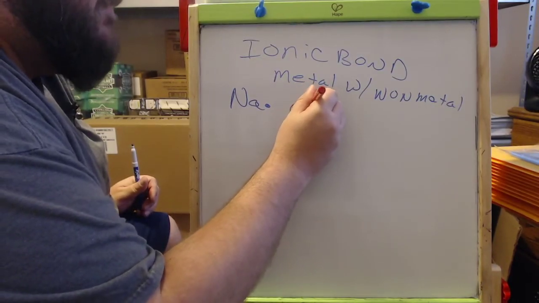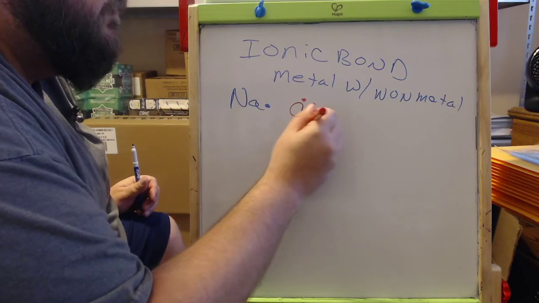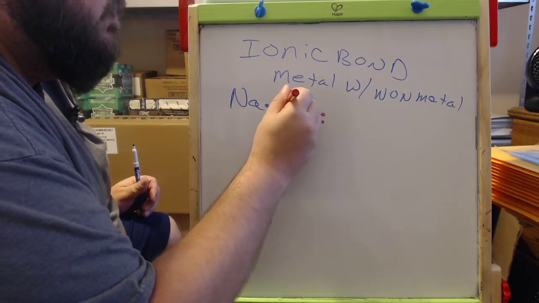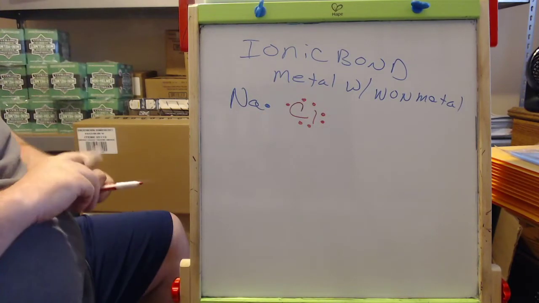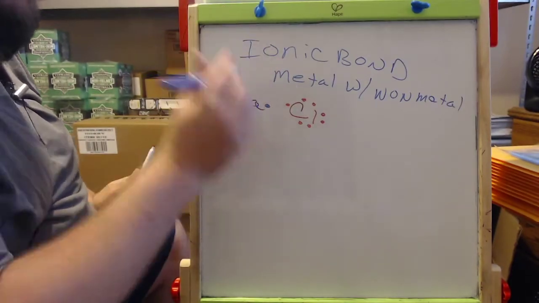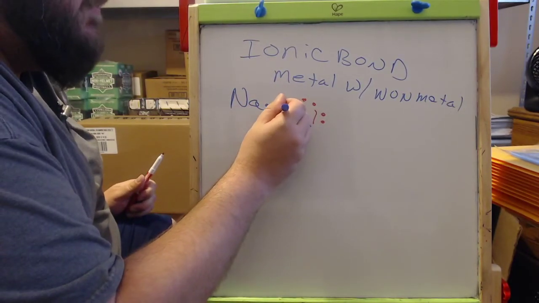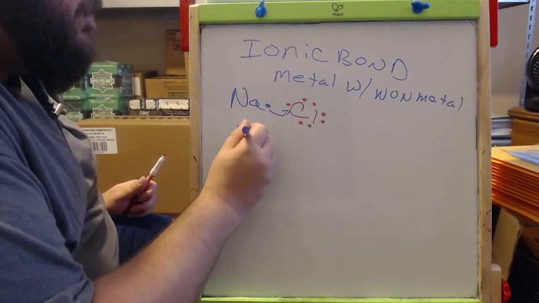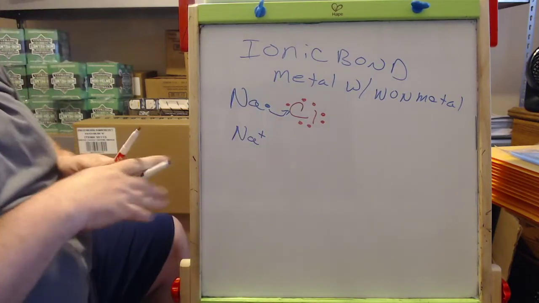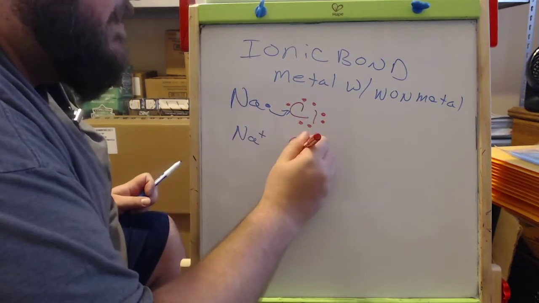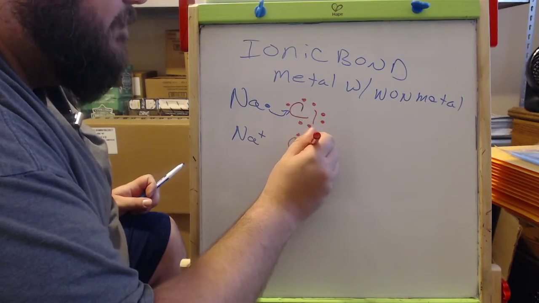Chlorine has 7. It's in group 17. Sodium wants to give up 1. Chlorine wants to gain 1. It's a perfect marriage. Sodium gives up that one electron, no longer has possession of it. Chlorine says, I will take it on.